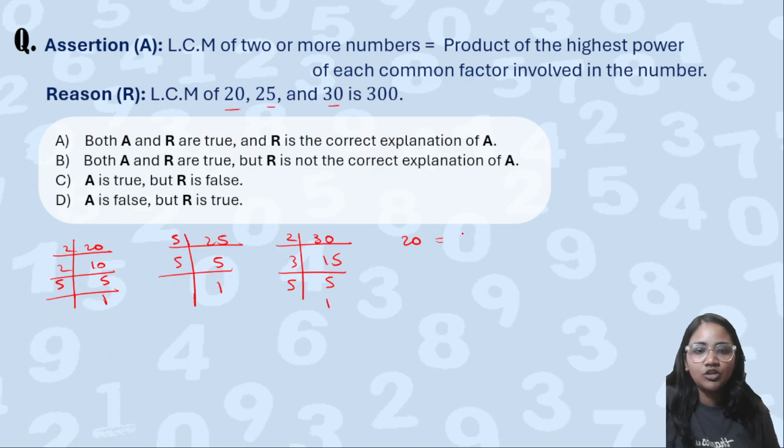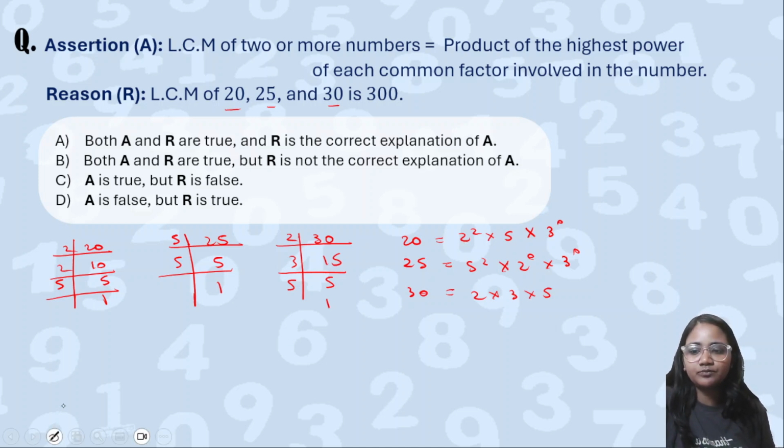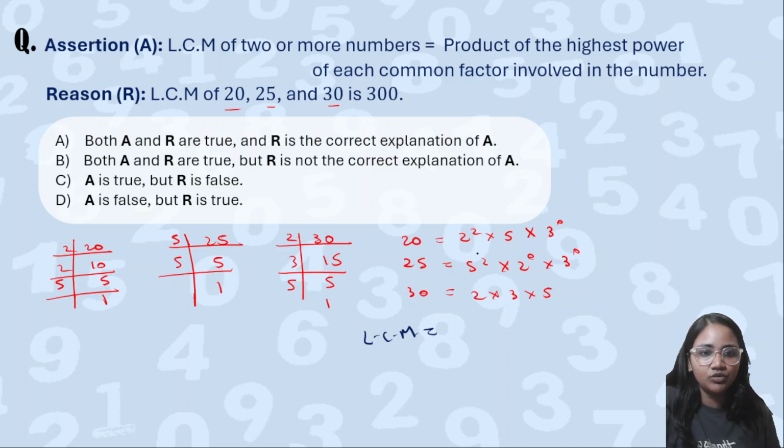So 20 can be written as 2 square into 5 and 25 can be written as 5 square and 30 can be written as 2 into 3 into 5. Okay, where the primes are missing, let's add them with 3 to the power 0 because n to the power 0 is 1, right? 5 square, 2 to the power 0 into 3 to the power 0. So we have each of the primes in each of the prime factorizations, 2, 5 and 3. So what is LCM? We know LCM will be the product of the highest power of the primes. So 2, if we see, 2 to the power 2 is here, 2 to the power 0, 2.